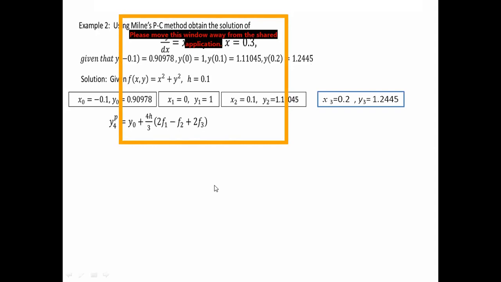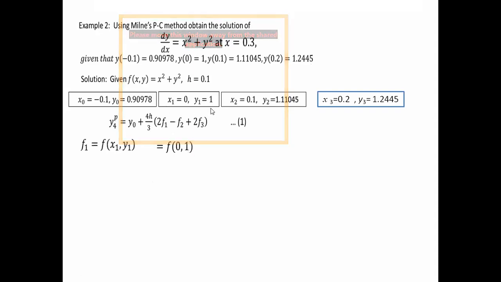Once these points are identified, get these values. In the predictor formula, what are the values we need? f1, f2, f3 in addition to y0 and h. So f1 means the value of the function at x1, y1. x1 is here 0, y1 is 1. So f of 0, 1 you have to find. But f of x, y, how do we define?